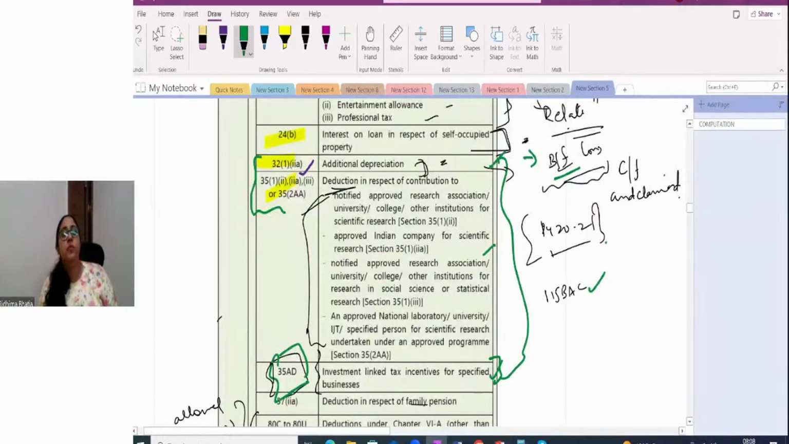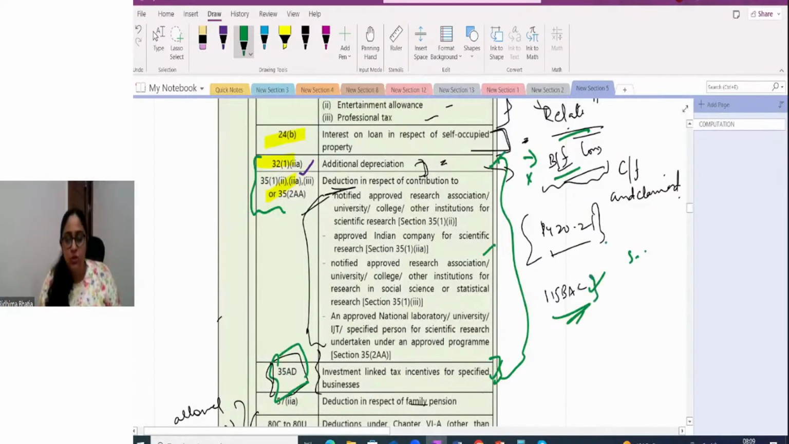If the brought forward loss is because of depreciation, no problem. But if the brought forward loss is because of additional depreciation, then you have to leave that also when you claim 115BAC. So brought forward losses are allowed to be set off, but losses pertaining to or relating to these particular deductions which are not allowed, or which are to be foregone for claiming 115BAC, those old brought forward losses would also not be allowed.